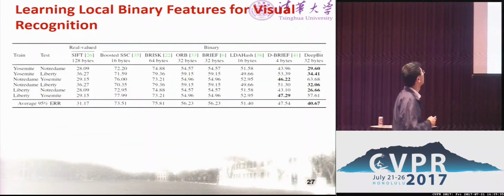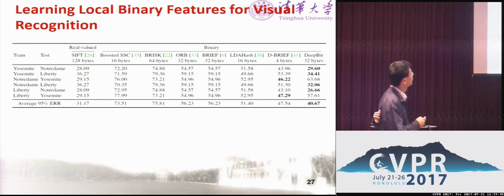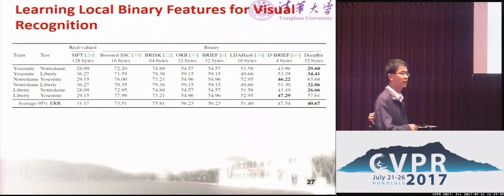For example, we train a model on one data set and test it on another data set. We compare our method with the SIFT feature descriptor. SIFT is a view-invariant feature representation, and our method achieves comparable performance.